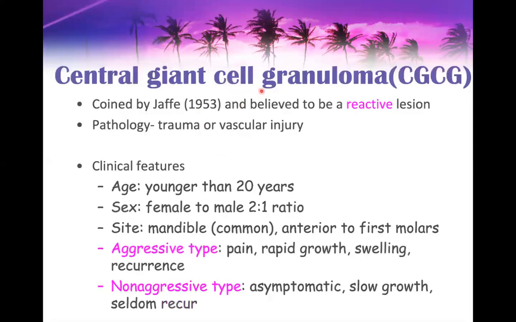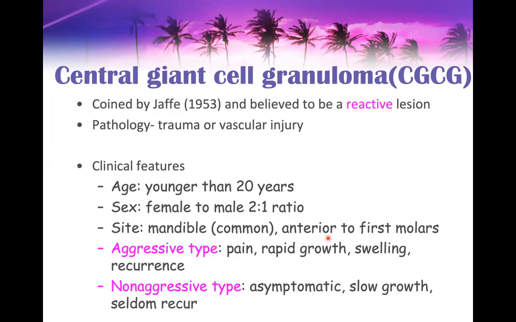Next is central giant cell granuloma. It is believed to be a reactive lesion caused by trauma. Seen in younger people less than 20 years of age with a female predilection. Mandible is common and the site is very important. It is seen anterior to the first molar. 2 types, aggressive and non-aggressive.